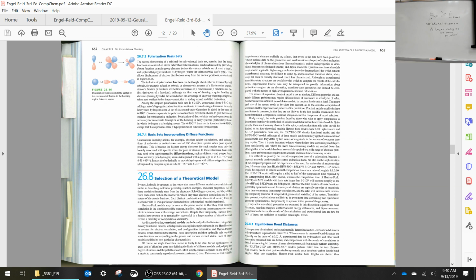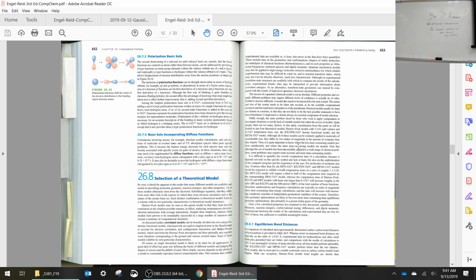Then it gets into some practical stuff. How do you select a theoretical model? Let's see if there's anything that jumped out at me. I'll just point out, choosing a theoretical model is difficult because there are too many choices, and that's sort of pointed out over here. It's like it's not trying to find a calculation to do. It's like, which one do I do? You have so many choices that's a problem.